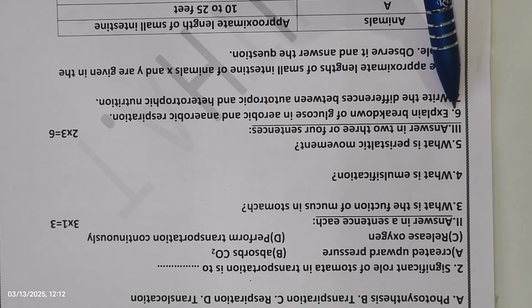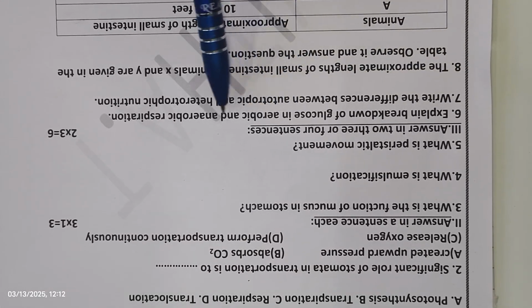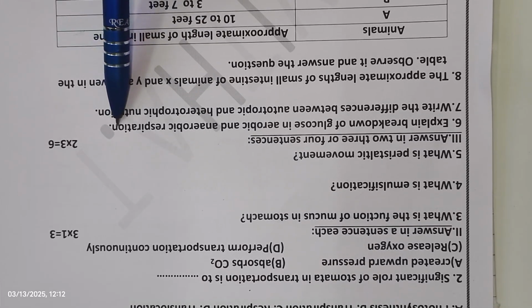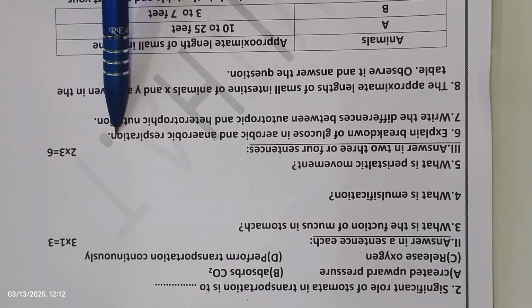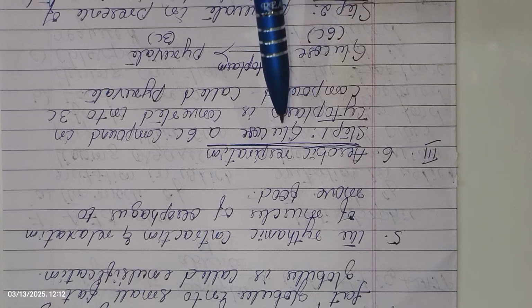Next question, question number 6. Explain breakdown of glucose in aerobic and anaerobic respiration. So we'll see how the glucose is broken in aerobic and anaerobic mode of respiration. So the first one, we'll see aerobic respiration.